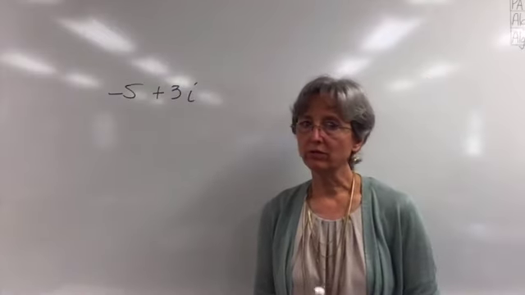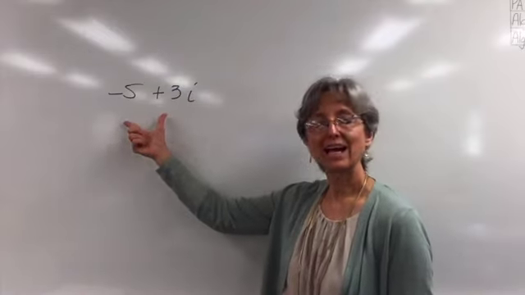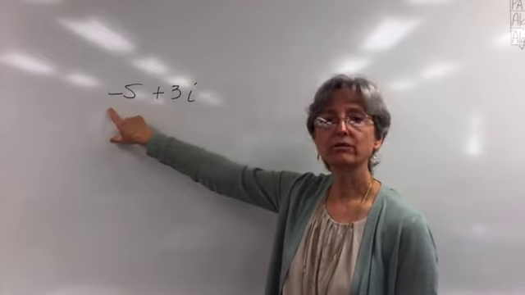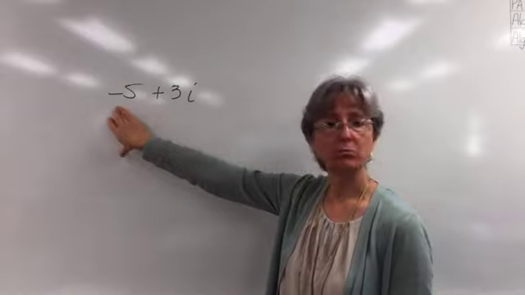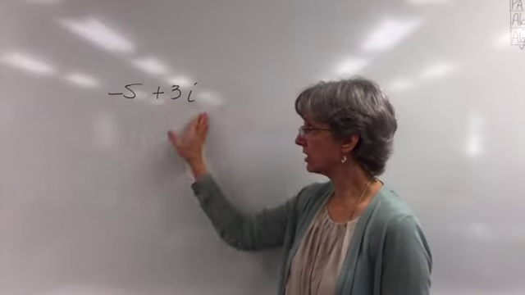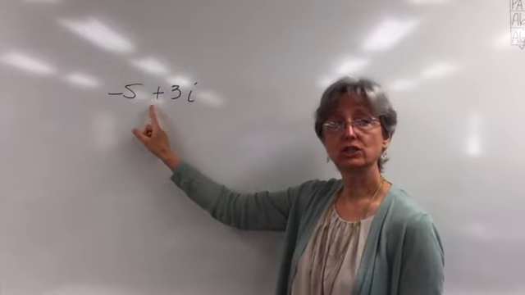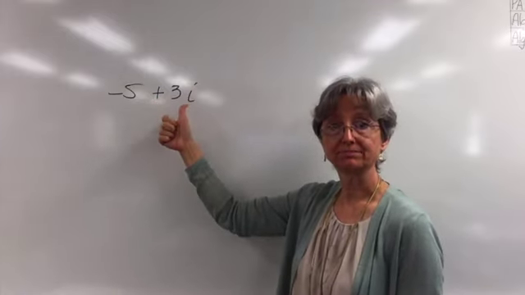Just so that there's no confusion, if you see this and you're asked what is its conjugate, and you see this number is a negative, don't let that confuse you. This real part you don't change at all. The conjugate of this is negative 5 minus 3i. All you do is change this sign for its conjugate.